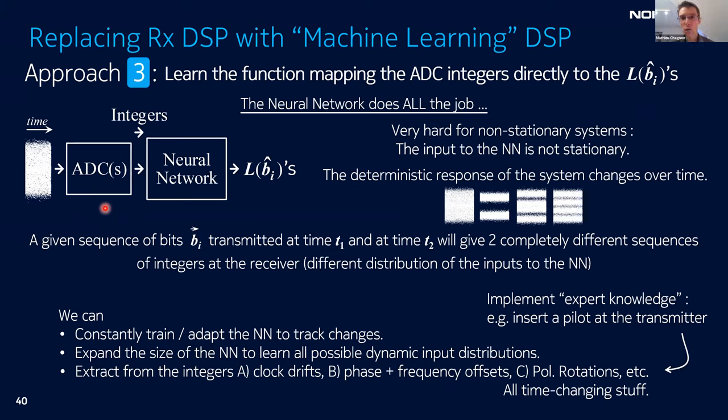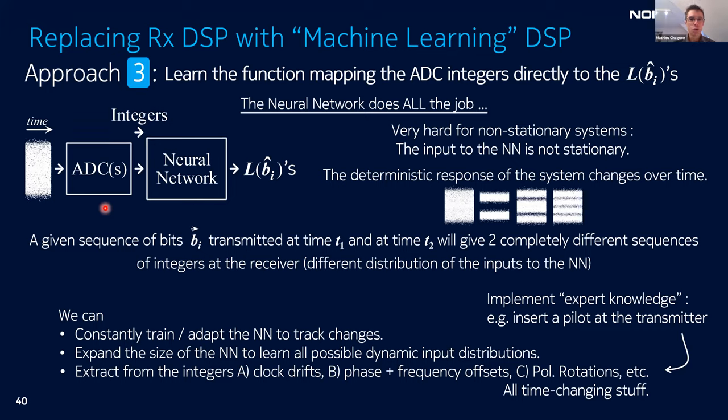And it's super hard for a non-stationary system because, as we said, the input is not stationary and I want my outputs, L of the soft bits, to be stationary. Again, as we said earlier on, let me repeat, a given sequence of transmit bits transmitted at time one and at time two will give two completely different sequences of integers at the receiver side. Right, so different distributions that I'm going to inject to my receiver side neural network.